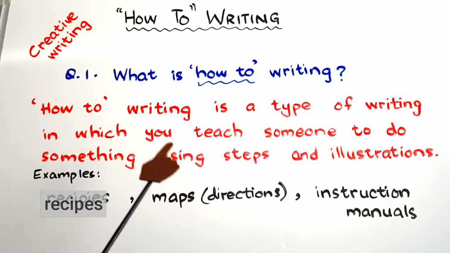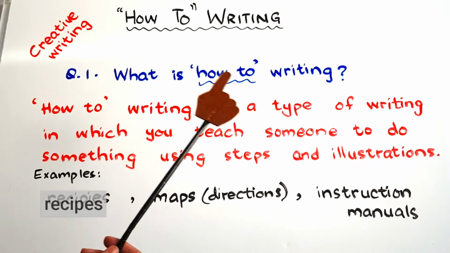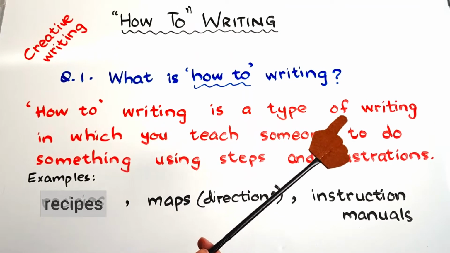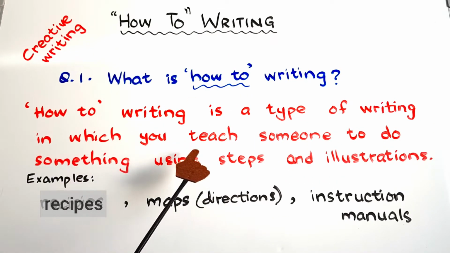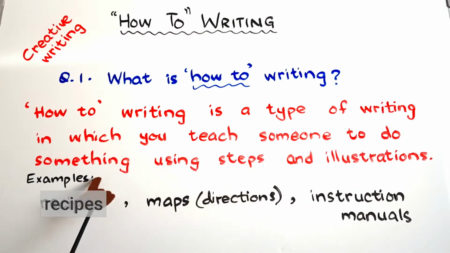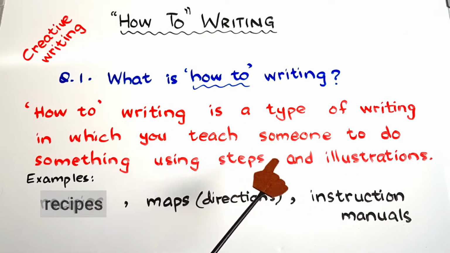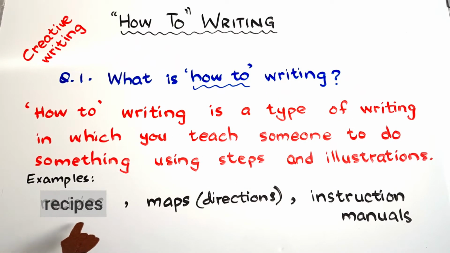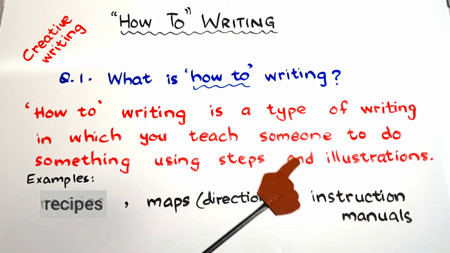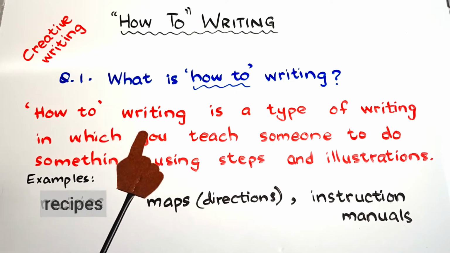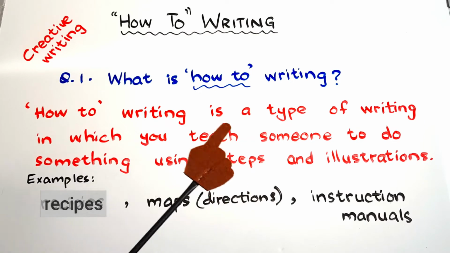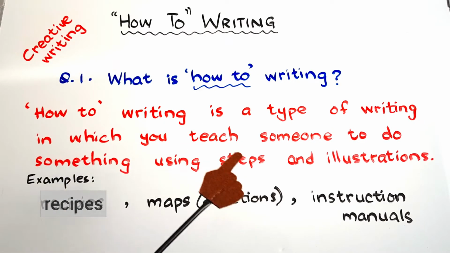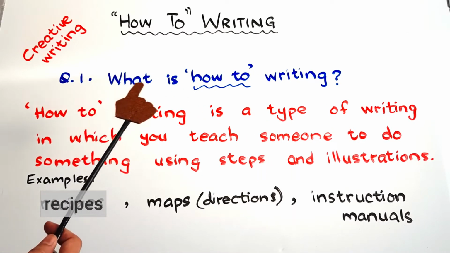Now let's first find out what is how-to writing. How-to writing is a type of writing in which you teach someone to do something using steps and illustrations. For example, recipes, maps in which you are giving some directions, or some instruction manuals. It means that you can do how-to writing to teach someone how he or she can do the same thing. Okay? Now we have got the answer to this question, what is how-to writing.